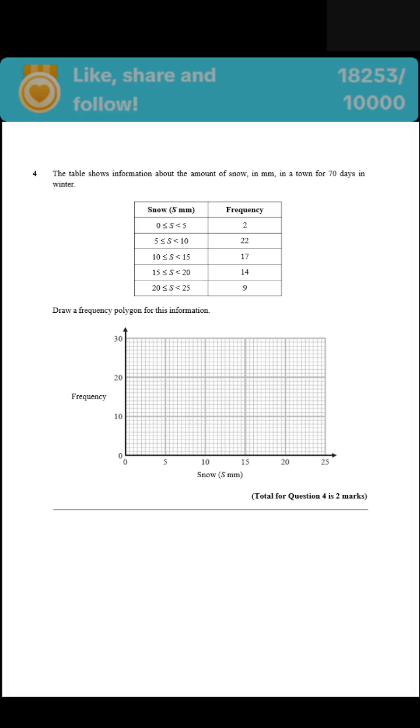Question 4. So frequency polygon. Again, this is an Edexcel only topic. This does not appear on the AQA specification. So the first thing we do for a frequency polygon, once we've got our frequency table, is find the midpoint. This is going to give us our values that we use for our coordinates.